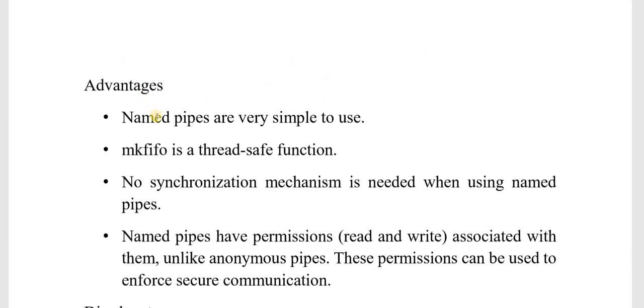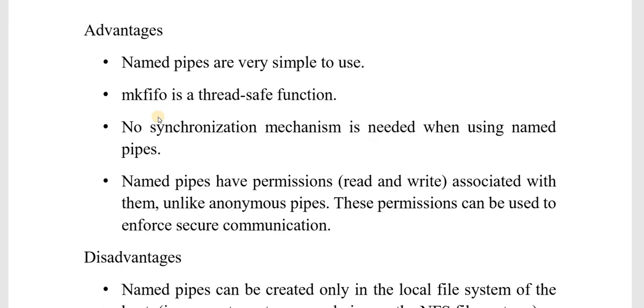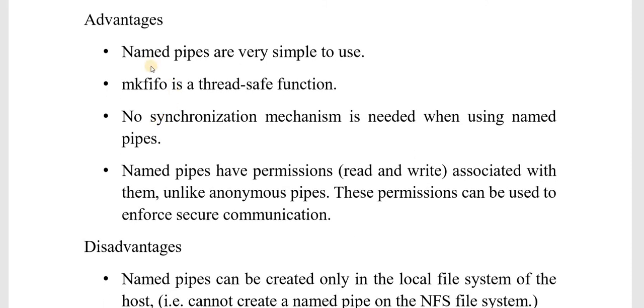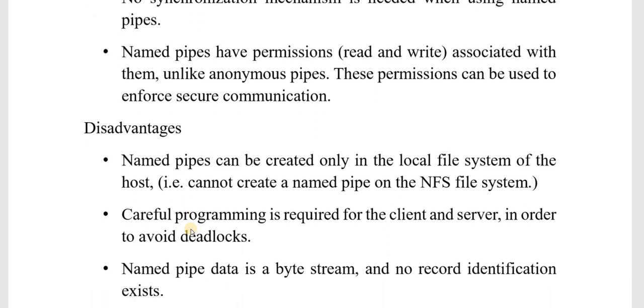Now we'll see some of the advantages and disadvantages of the named pipe. Advantages are: named pipes are very simple to use. mkfifo is a thread-safe function. No synchronization mechanism is needed when using named pipes. Named pipes have read and write permissions associated with them. Unlike anonymous pipes, these permissions can be used to enforce secure communication.